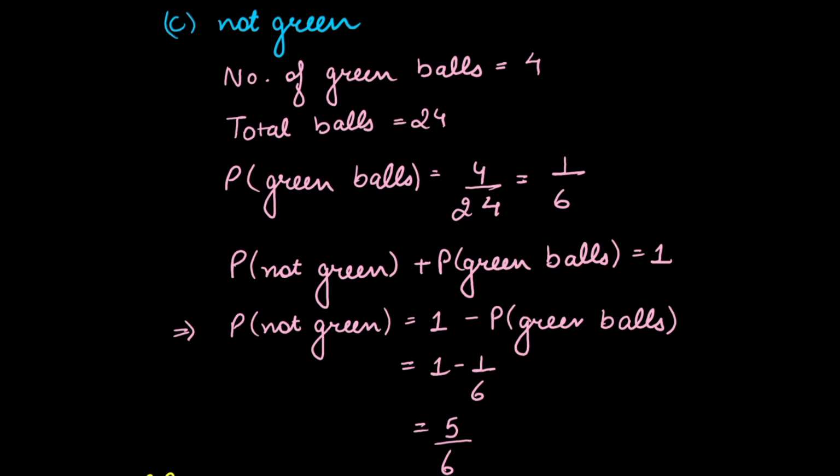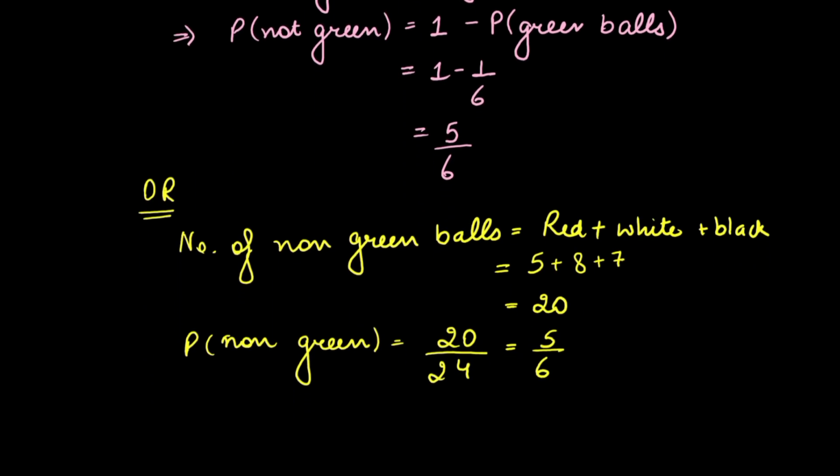Now there is one more method. If we are not getting a green ball, then the options are red, white and black balls. So we can find out the number of non-green balls. What is the total number of non-green balls? Red balls plus white balls plus black balls, that is 20 balls. So the probability of not getting a green ball is 20 divided by 24, that is 5 divided by 6.